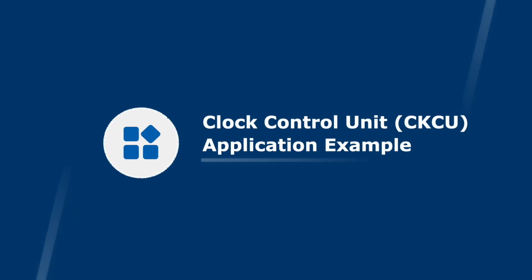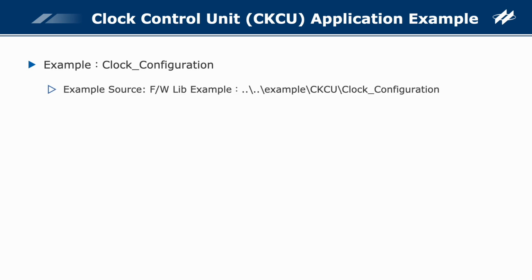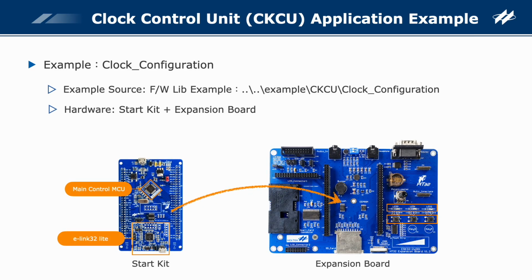Part 4, Clock Control Unit, CKCU Application Example. Finally, we will provide an application example to summarize this tutorial. This example is one of the standard peripheral firmware library examples. It should be used with the hardware starter kit and expansion board. Depending on the system frequency, the LED flashing speed is different.